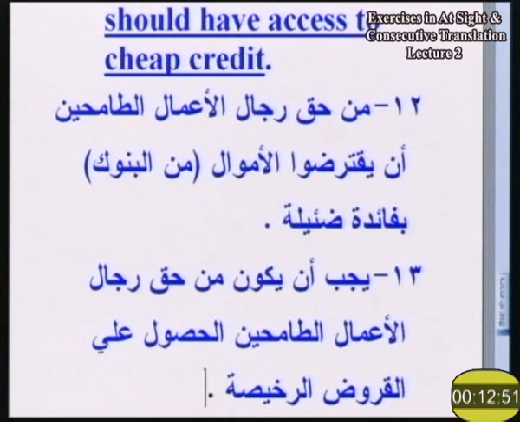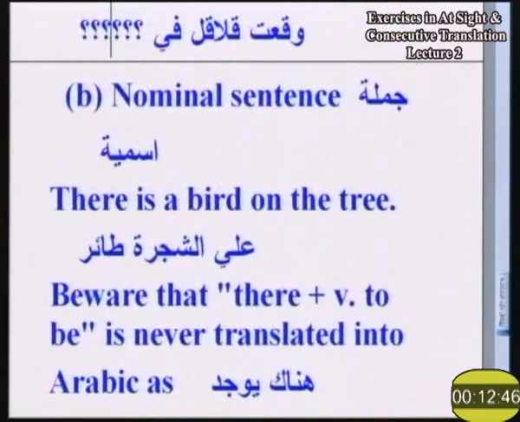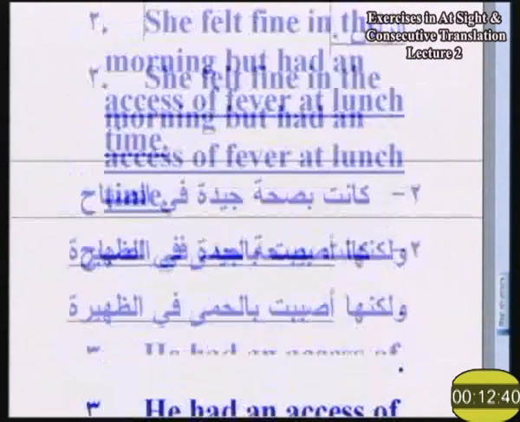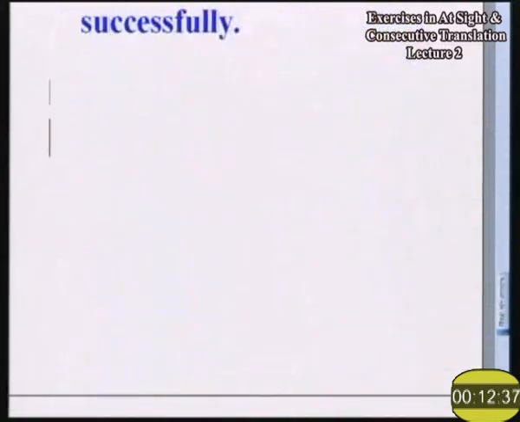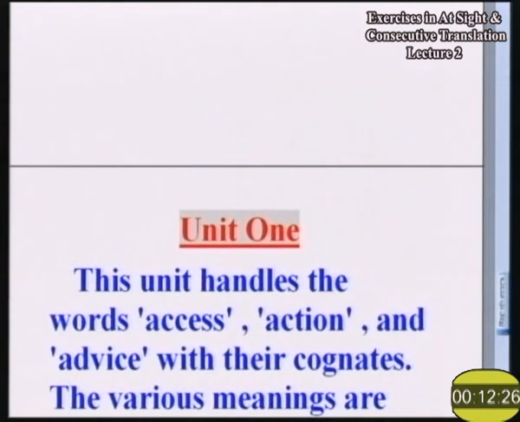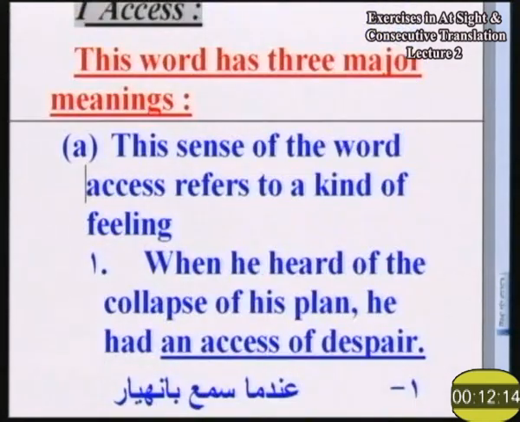All right. Now let's go back again and sum up what we have been discussing in this lecture. Okay. We have the word access. For the word access, we have three meanings. Now, today we are going only to discuss the word access. We'll keep action and advice for another lecture. Access actually has three major meanings. Let's go back and remember them together.